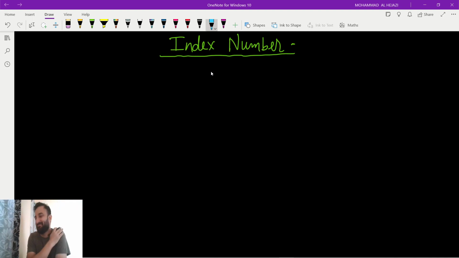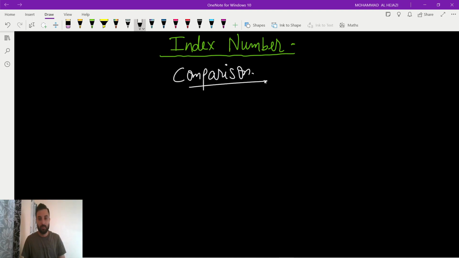Okay, so see the index number. What we have to do in index number is nothing but a comparison. Okay, but what comparison? So here we will do the comparison based on time.